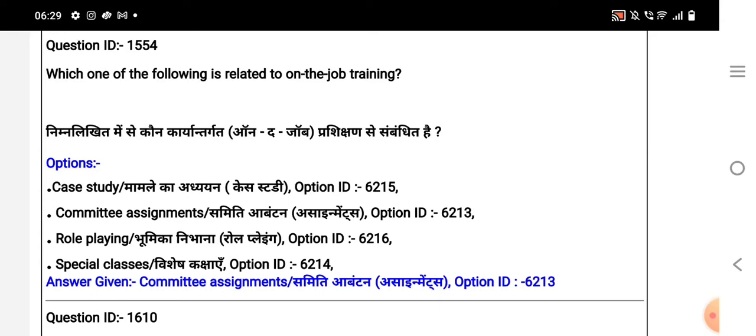सो द फर्स्ट ऑप्शन इज केस स्टडी. सो बेसिकली केस स्टडी इज़ अ method of the job training. Committee assignment is the method of on the job training. Role playing again is a method of the job training, and special classes is again a method of the job training.